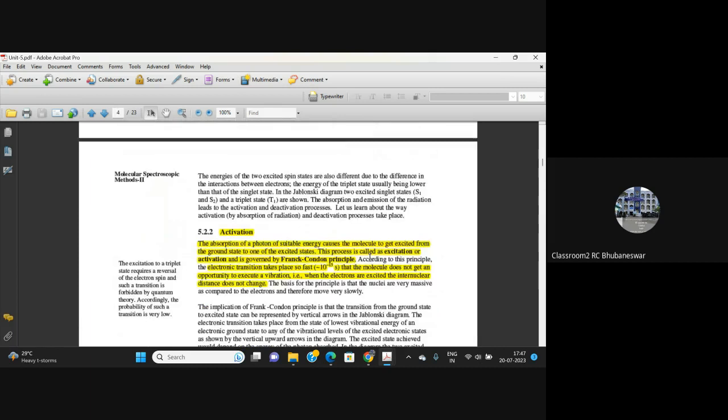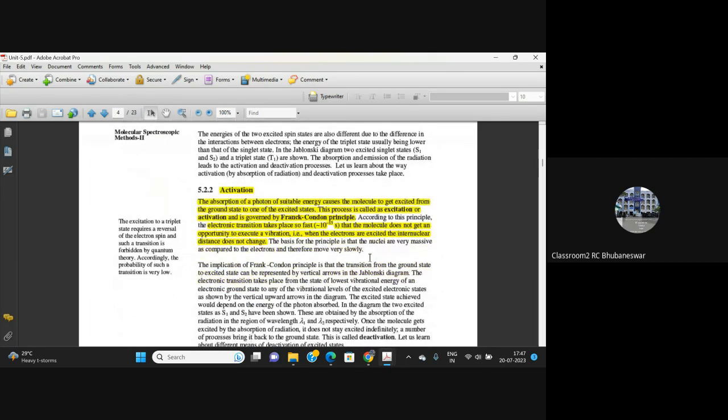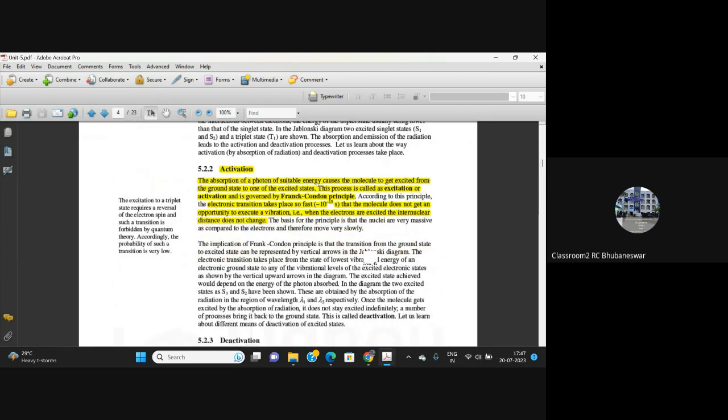So what is happening one by one? Activation means the molecule is going to the upper state. The absorption of energy of suitable magnitude causes the molecule to get excited from the ground state to the excited state. That we understood. This phenomenon is known as excitation or activation, which is governed by the Franck-Condon principle. This quite often comes up in NET GATE. If you are preparing for NET GATE, from spectroscopy like fluorescence emission spectroscopy, you might get this question. I was telling you about the Born-Oppenheimer approximation, and today I discussed Kasha's rule.